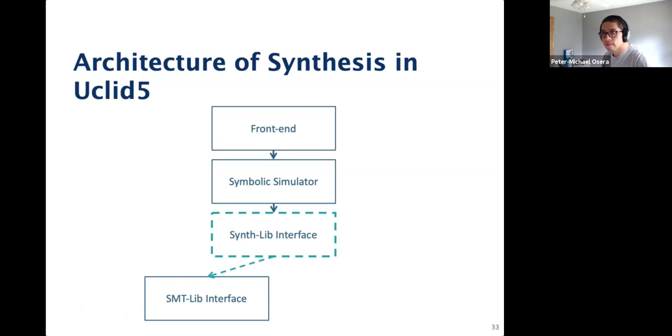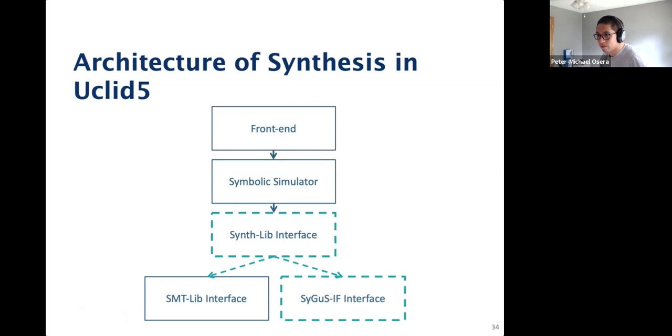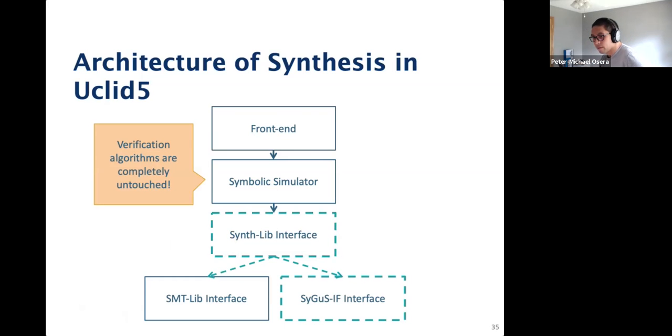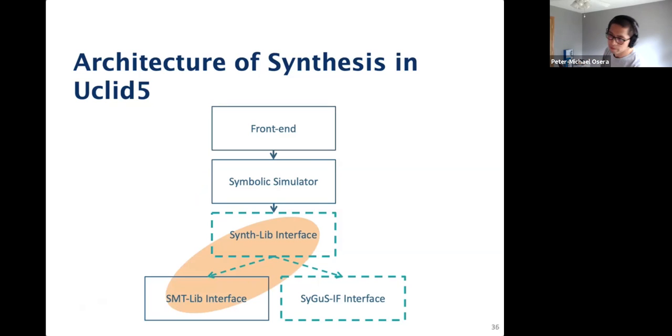This is really useful because if there are no functions to synthesize, we can use this interface to spit out SMTlib queries. And if there are functions to synthesize, we can spit out SyGuS-IF queries. The best thing about this is that our verification algorithms are completely untouched. And whenever we add a new proof procedure or a new technique, we will get synthesis for it for free. Okay, so let's focus in on the relationship between our new intermediate representation and the SMTlib interface.